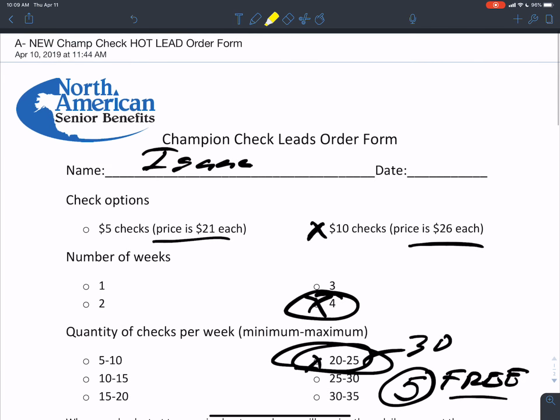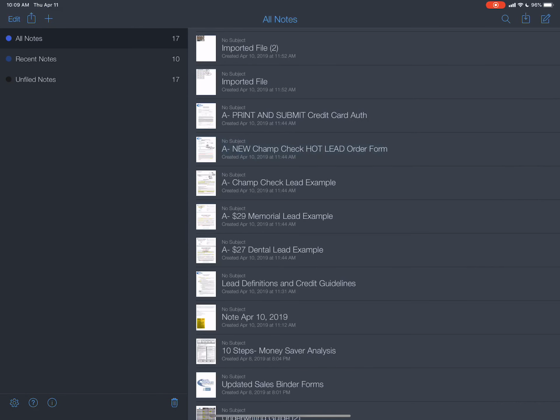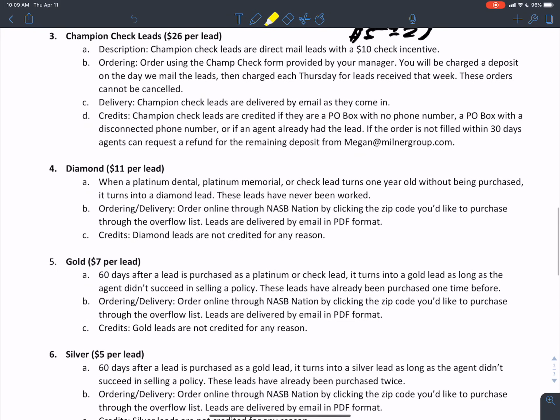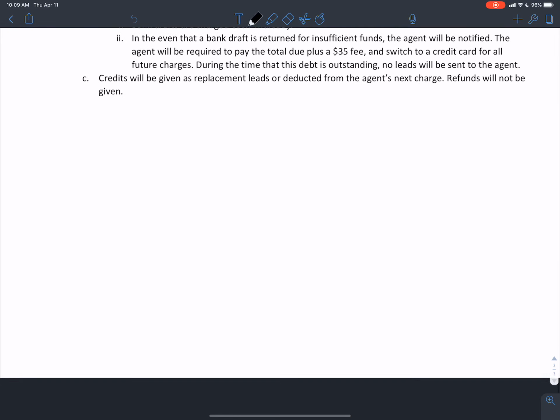So, pretty simple. Going back to this, let's look at the lead rules again. The different lead levels, so kind of how it works. The lead time frame, I'll go over that. Let's see if I have a blank page on here. If I have room, here you go.